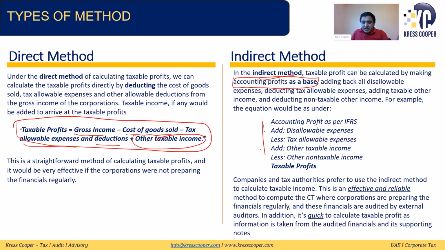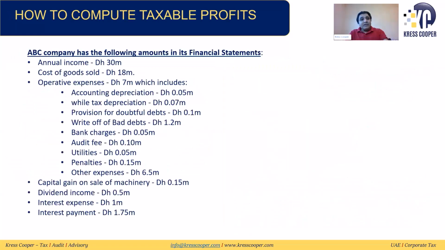There will be certain types of adjustments, like accounting profit as per IFRS, then disallowable expenses. We have discussed fines and penalties, which we have already deducted to arrive at the accounting profit; they will be added back. In the same way, tax allowable expenses will be allowed, other taxable income will be added, other non-taxable income will be deducted, and we will arrive at the taxable profits. So we can apply either the direct method or the indirect method to calculate the taxable income. Let's take this example.